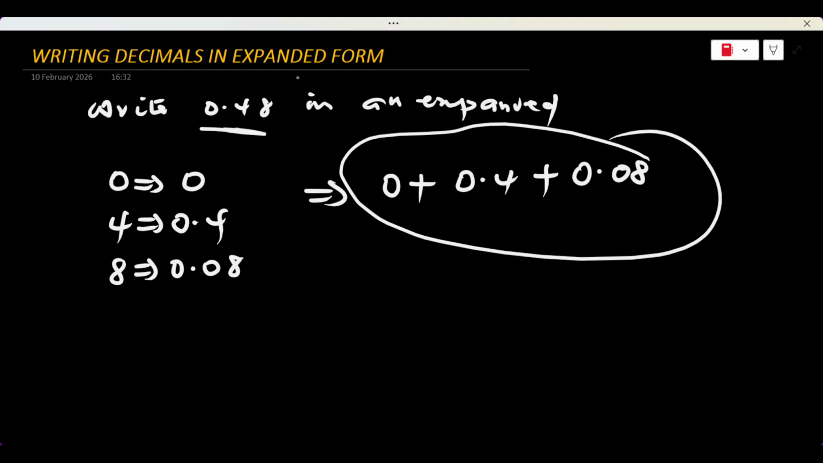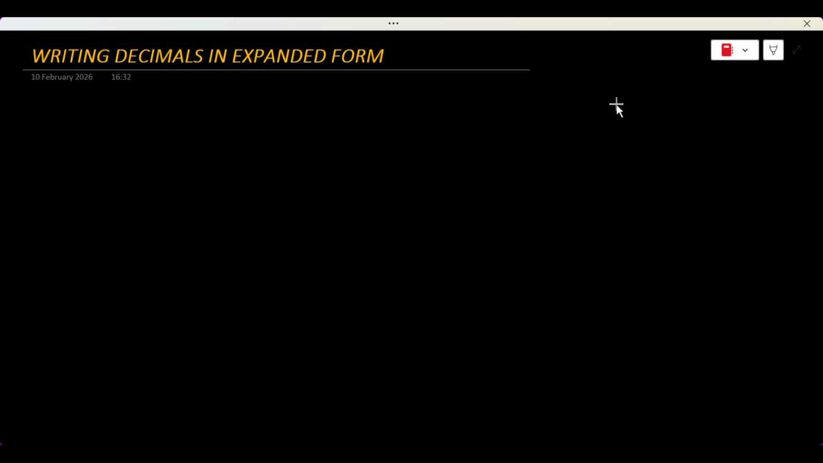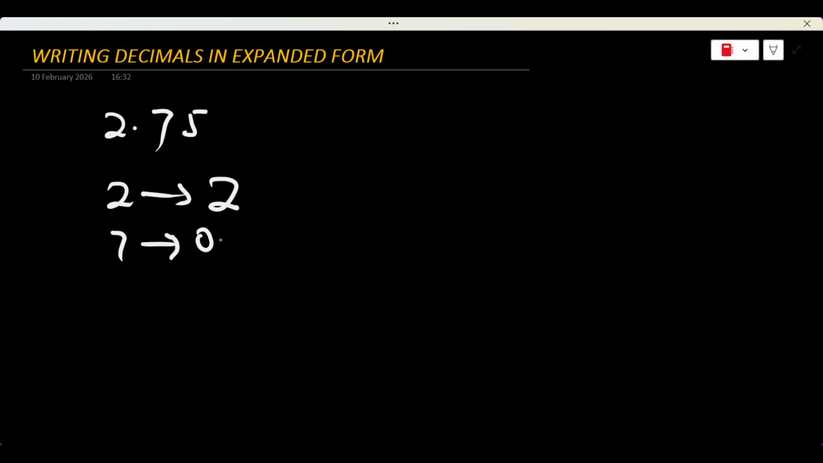All right, so let's dive in to look at more examples. We are going to write, let's say, 2.75 in an expanded form. So we have the 2, which is written as 2 ones. We have the 7 after the decimal point written as well 0.7, and then we have the 5 written as what? 0.05.